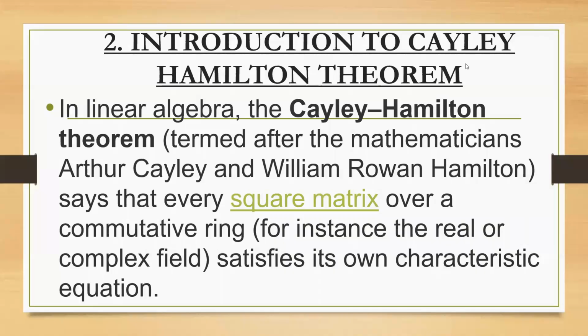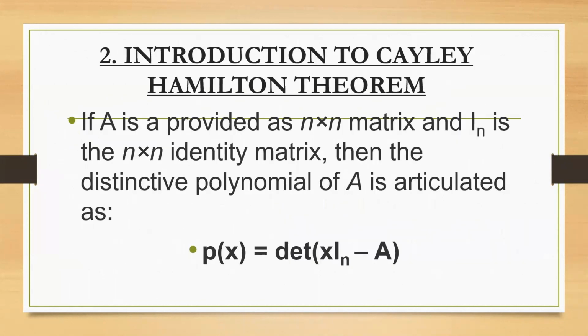Moving on to the next slide. Here is the continuation of the second subtopic, introduction to the Cayley-Hamilton theorem. If A is an n by n matrix and In is the n by n identity matrix, then the characteristic polynomial of A is expressed as P of x equals det of x times the identity matrix minus the matrix A.